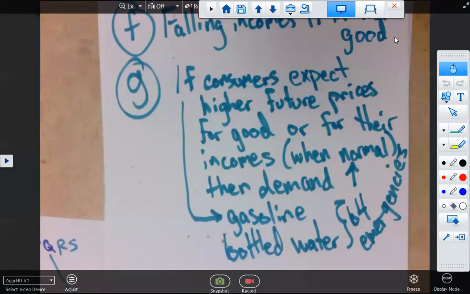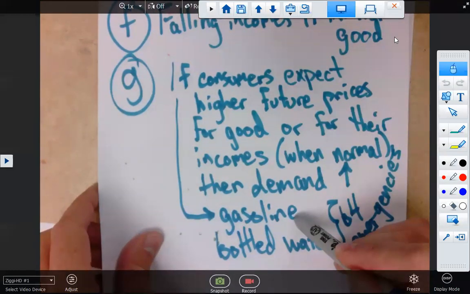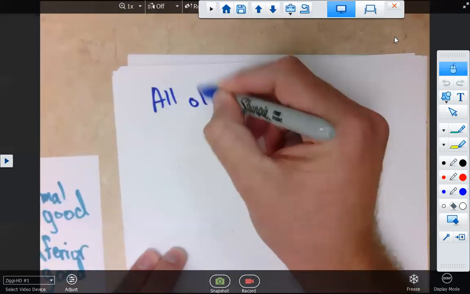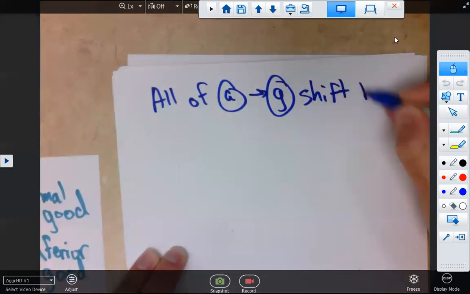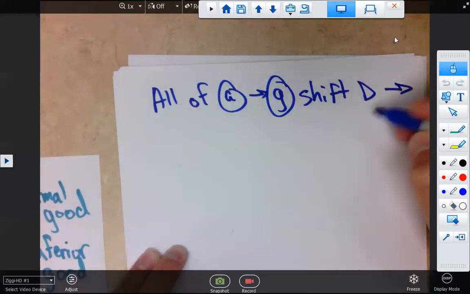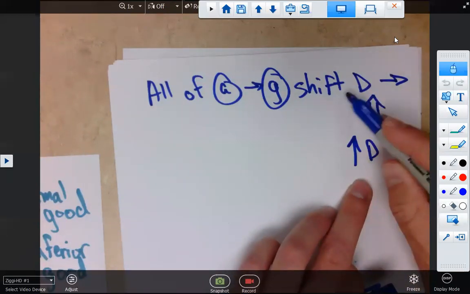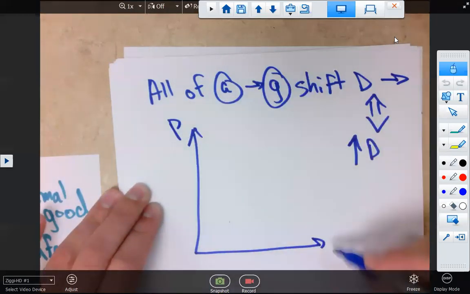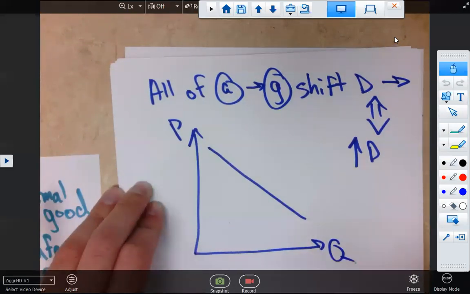Good investment for sure. Okay, the last thing I really need to focus on here is that all of these things, A through G, are going to shift demand outwards, and we could think about that also as an increase in demand. What students do all the time that I really need to warn you guys about is they will conflate and think that these two things are the same.